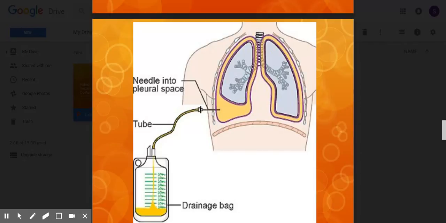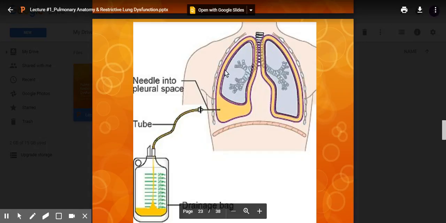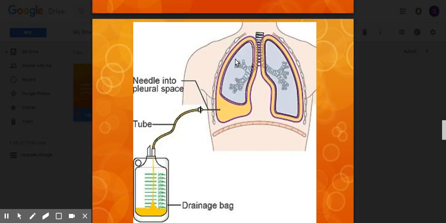That amount of pleural fluid under typical situations would be roughly 10 to 25 milliliters. So a very, very small amount, you can kind of picture it as sort of an oil grease between bearings, just to keep that lung tissue from sticking or rubbing against the chest wall.